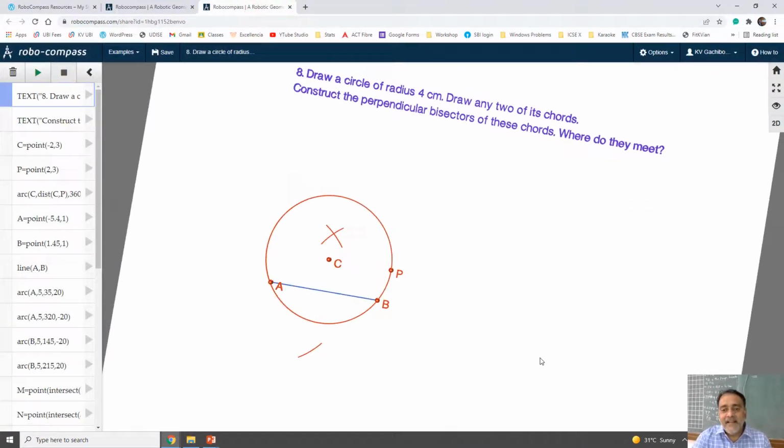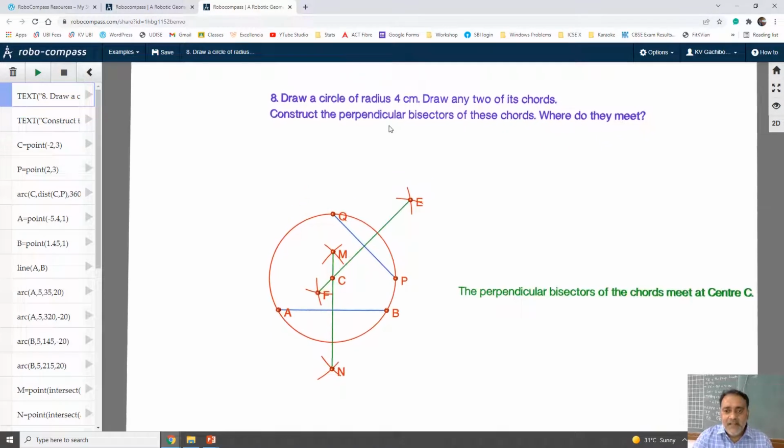ठीक है, question number 8. Draw a circle of radius 4 centimeter. Draw any two chords of its chords. Construct the perpendicular bisectors of these chords. Where do they meet? Right, कहाँ पे वो intersect हो रहा है.